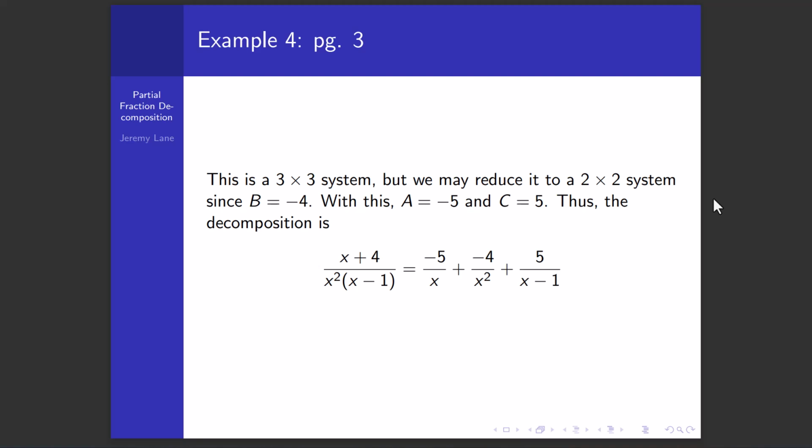This is a 3 by 3 system, but we can reduce it to a 2 by 2 system since b is already equal to negative 4. With that, we can determine the value of a, which is negative 5, and the value of c, which is positive 5. Therefore, the decomposition of x plus 4 divided by x squared times the quantity x minus 1 is equal to negative 5 over x plus negative 4 over x squared plus 5 over x minus 1.